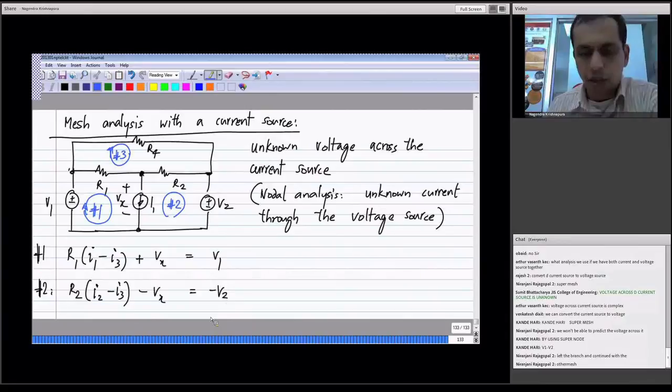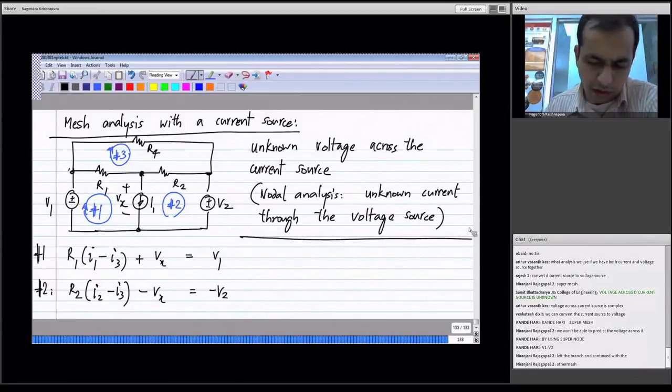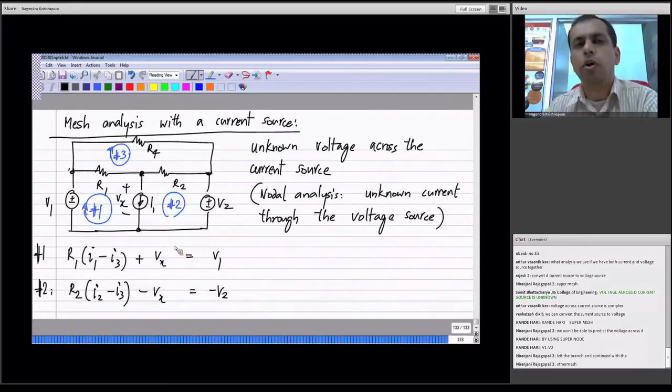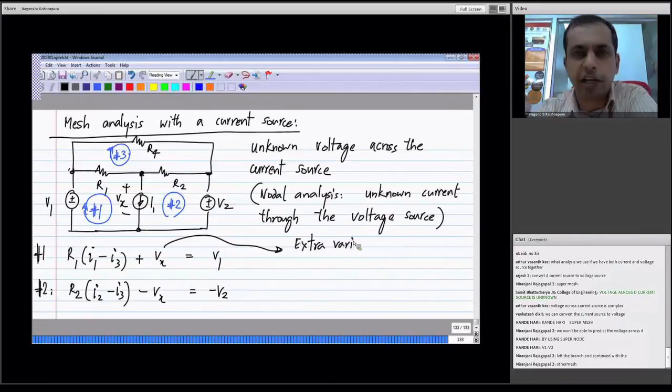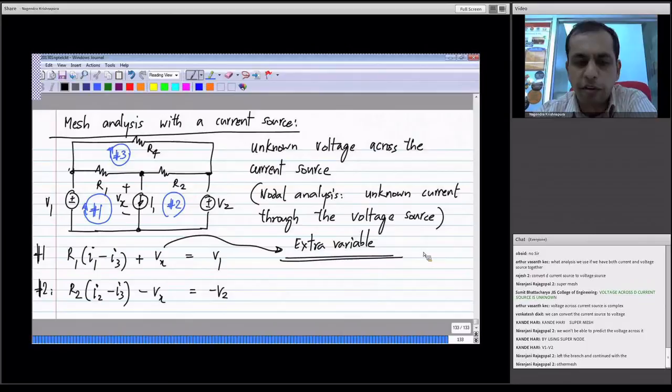So now what we have is an extra variable. To solve for the extra variable, we need an extra equation. By the way, the equation for mesh number 3 remains exactly as it was before, because mesh number 3 is not modified in any way by adding this current source. So where do we get the extra equation from?